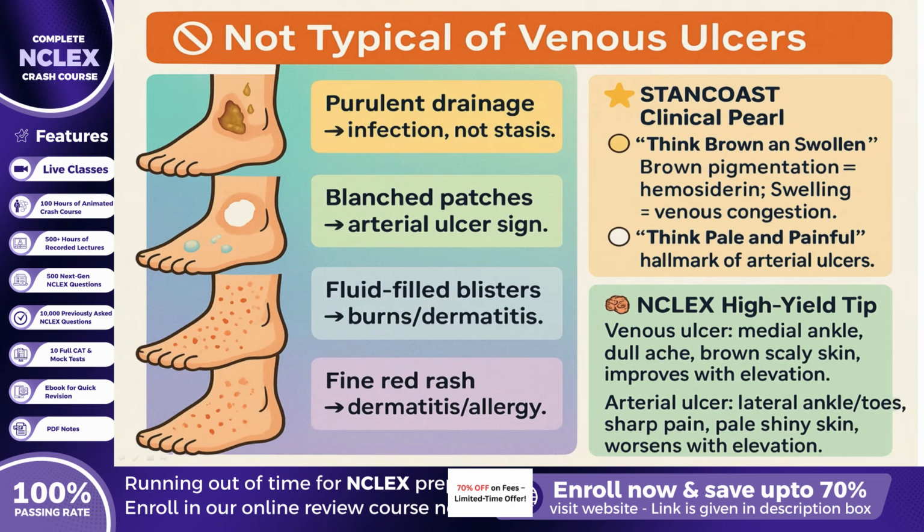Let us analyze why the other options are incorrect. Option A, purulent drainage from lesions, indicates infection rather than a typical venous ulcer feature. Option B, blanched patches around open areas, aligns more with arterial ulcers caused by ischemia and reduced blood flow, not with venous congestion. Option D, fluid-filled blisters, are signs of acute conditions such as burns or dermatitis, not chronic venous insufficiency. Option F, a fine red rash below the knee, represents dermatitis or allergic irritation rather than stasis-related skin changes.